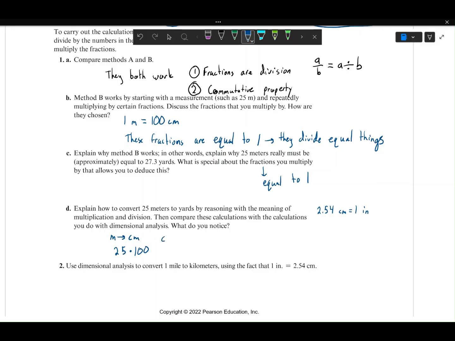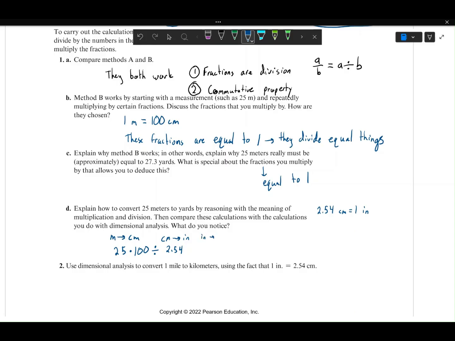Now, to go from centimeters to inches, well, centimeters are smaller than inches. I have more centimeters taking up the same space as 1 inch. So if I want to make a bigger unit, I have to divide because I'm gluing things together. I'm trading something of smaller value for something of higher value. So I need to divide by 2.54 to go from centimeters to inches.